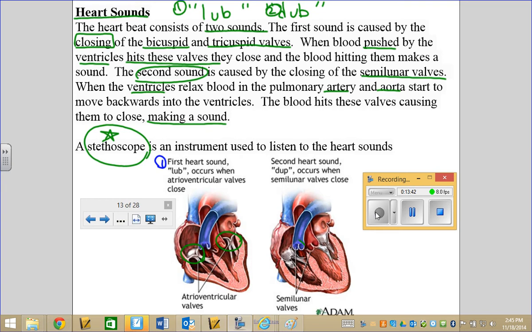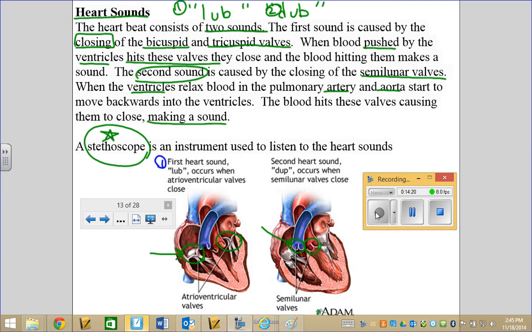Your semilunar valves are these two valves here. They're both on the ends of an artery where the artery meets your ventricle. And that's where the second sound is coming from. So it would be very realistic for me on a test to show you a picture of the heart and ask you which structure makes the first heart sound, which structure makes the second heart sound. So you would need to be able to recognize visually these valves so that you could pick them out on a diagram.